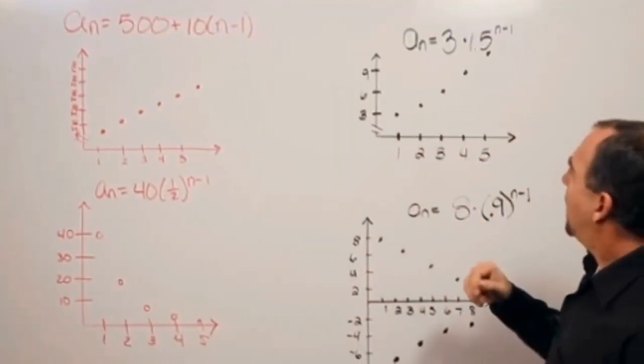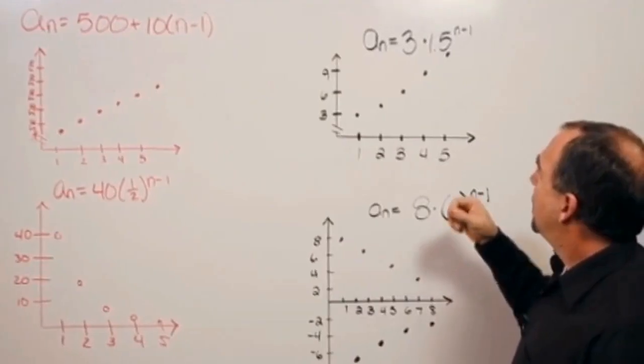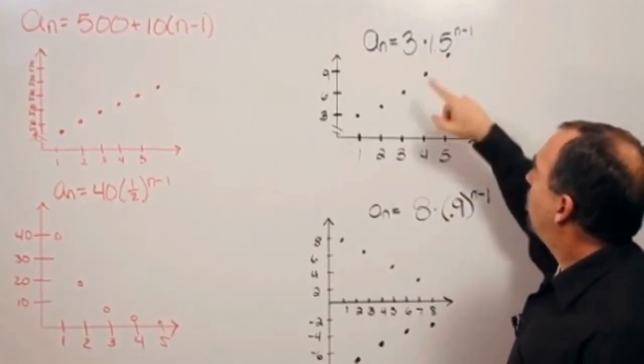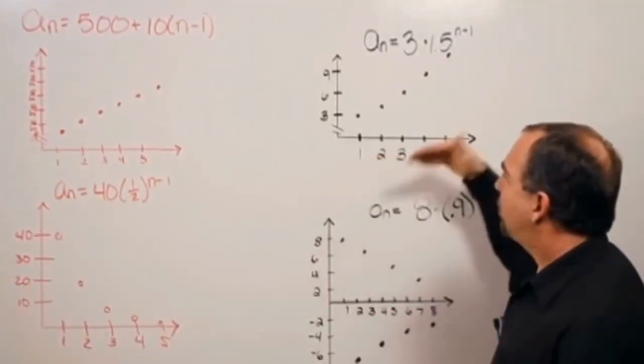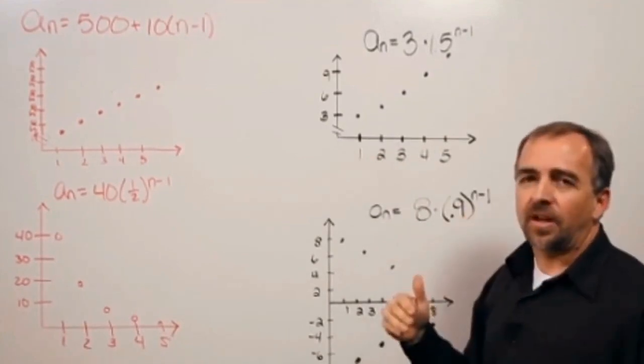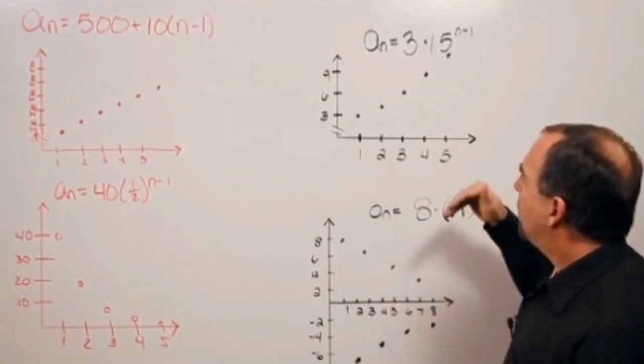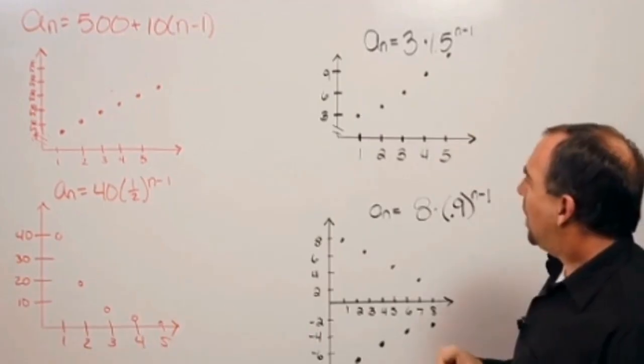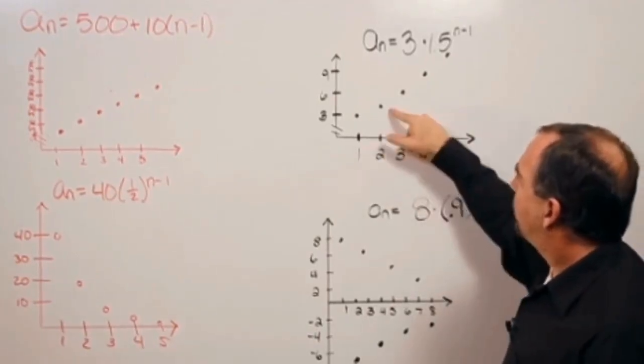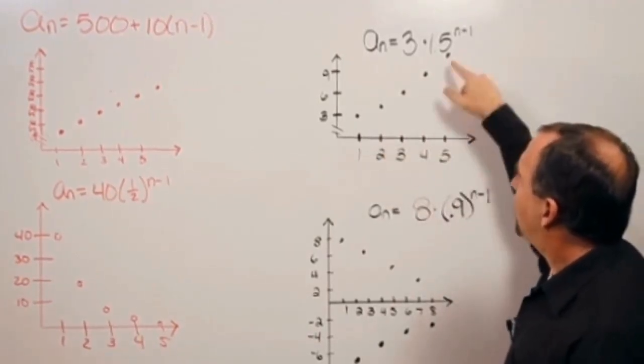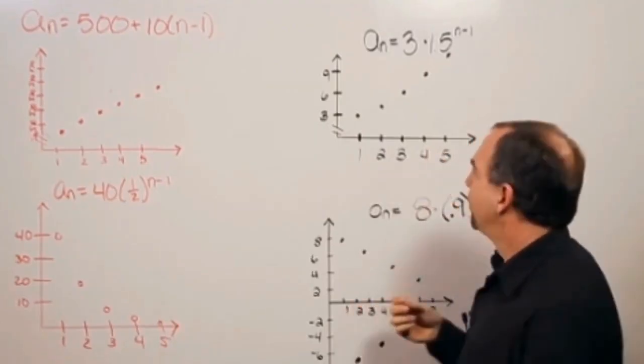This is one that is increasing geometrically. We've got an R value of 1.5, and so each term is 1.5 times as great as the term before. And again, we are not connecting the dots here, but we can just see that it's beginning to grow rapidly, or exponentially, we would say.